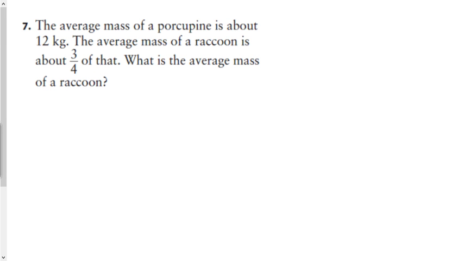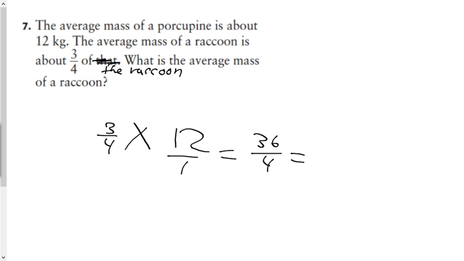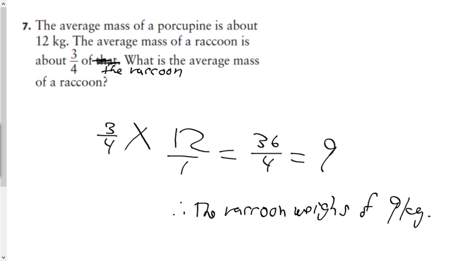Question 7, the average mass of a porcupine is about 12 kilograms. The average mass of a raccoon is about 3/4 of that. What is the average mass of a raccoon? So 3/4 of the porcupine would become 3/4 times 12 kilograms. If you had 3/4 and multiplied it by 12, how many quarters would you have? You have 36 quarters, which is equal to 9, and therefore the raccoon has a mass of 9 kgs.